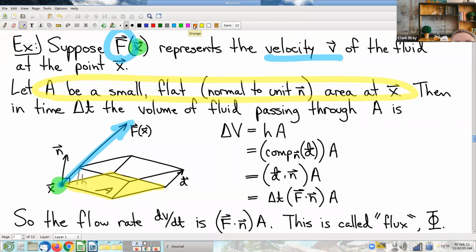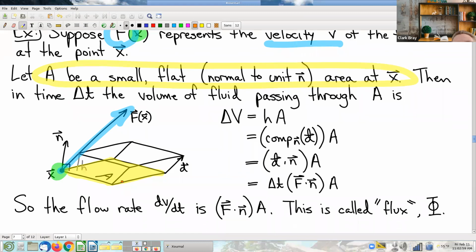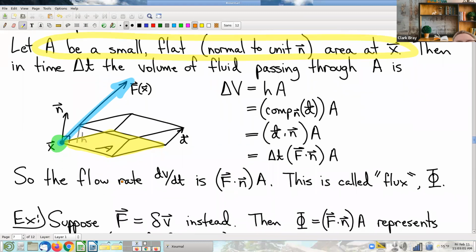Right. So I'm going to want to do a calculation here. We're going to want to calculate the amount of fluid passing through. It's going to be convenient to have what we call a unit normal vector to the surface. That's this orange vector over here.